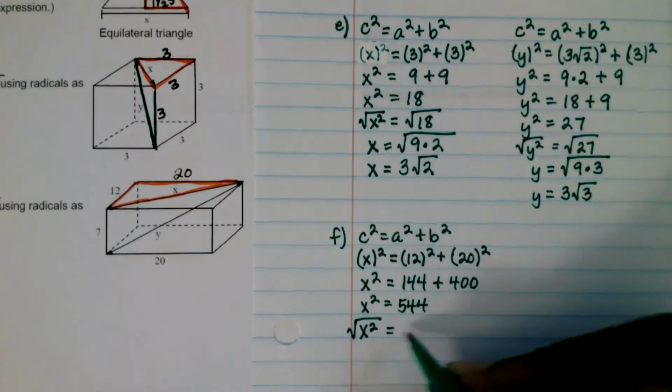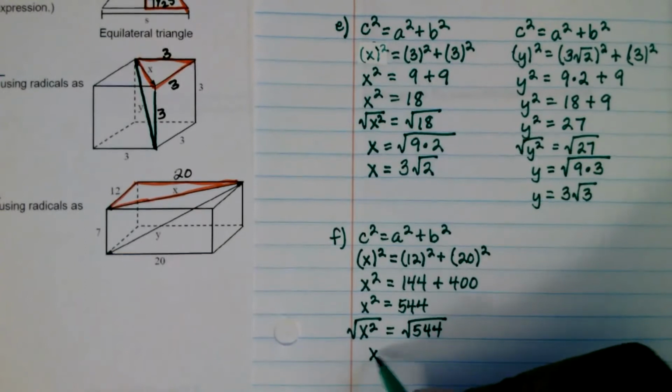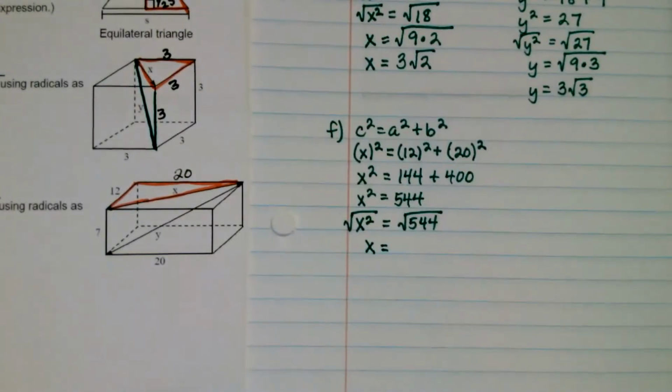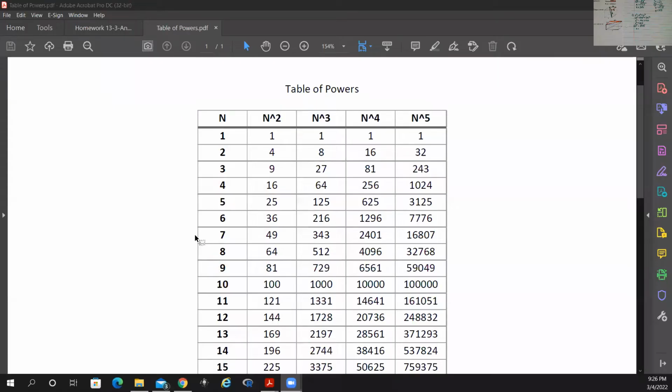And then to solve for x, we take the square root on both sides of this equation. This will give us x equaling, now 544 is not a perfect square. Okay, so here we're going to have to think about this for a moment. So let me bring back that table. As you can see here, we need the largest perfect square that goes into 544.